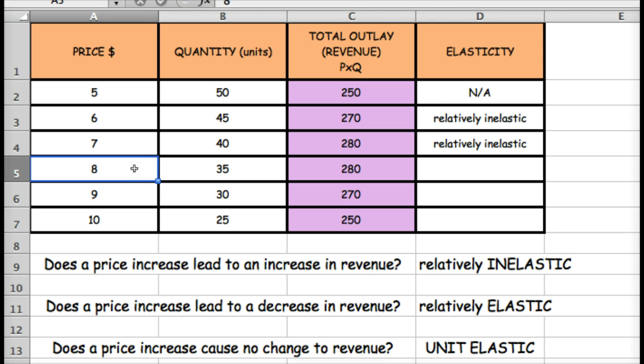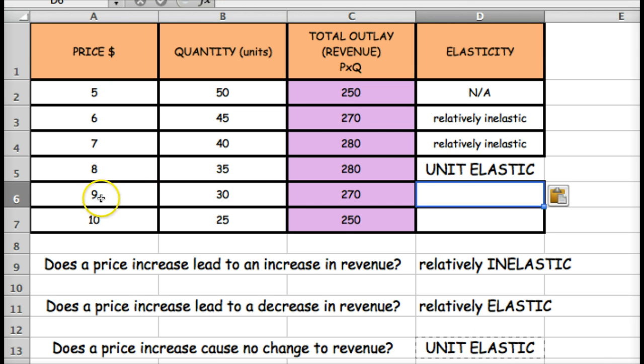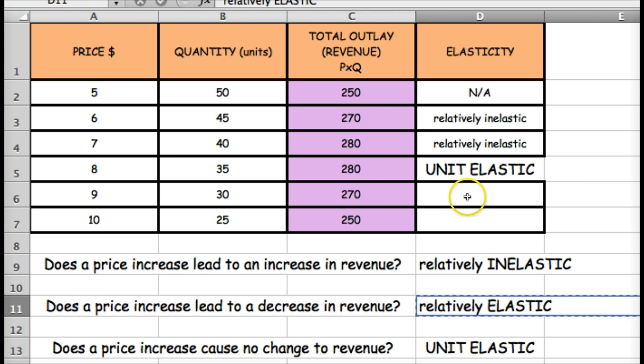We go up to $8. We're now selling 35. This time, revenue remains unchanged. So, really, that's unit elastic. Next price change goes up another $1. Now we're only selling 30. Our revenue has gone from 280 to 270. So now the price increase leads to a decrease in revenue. That's relatively elastic.